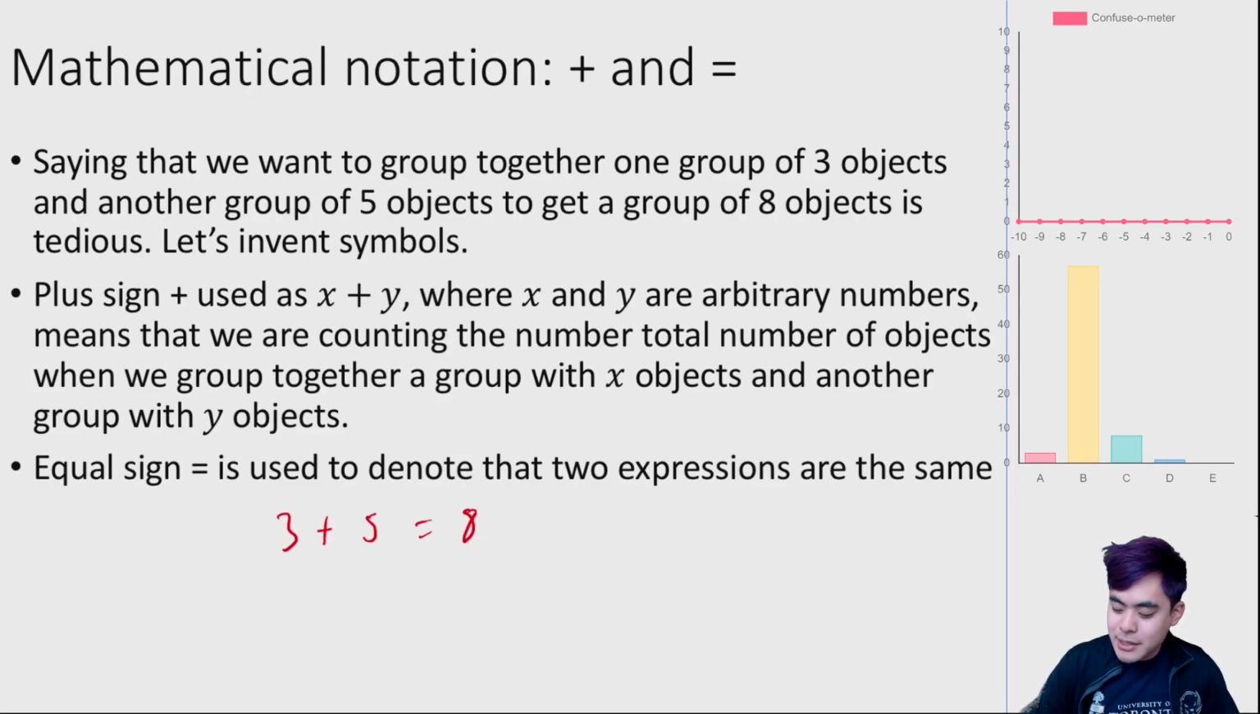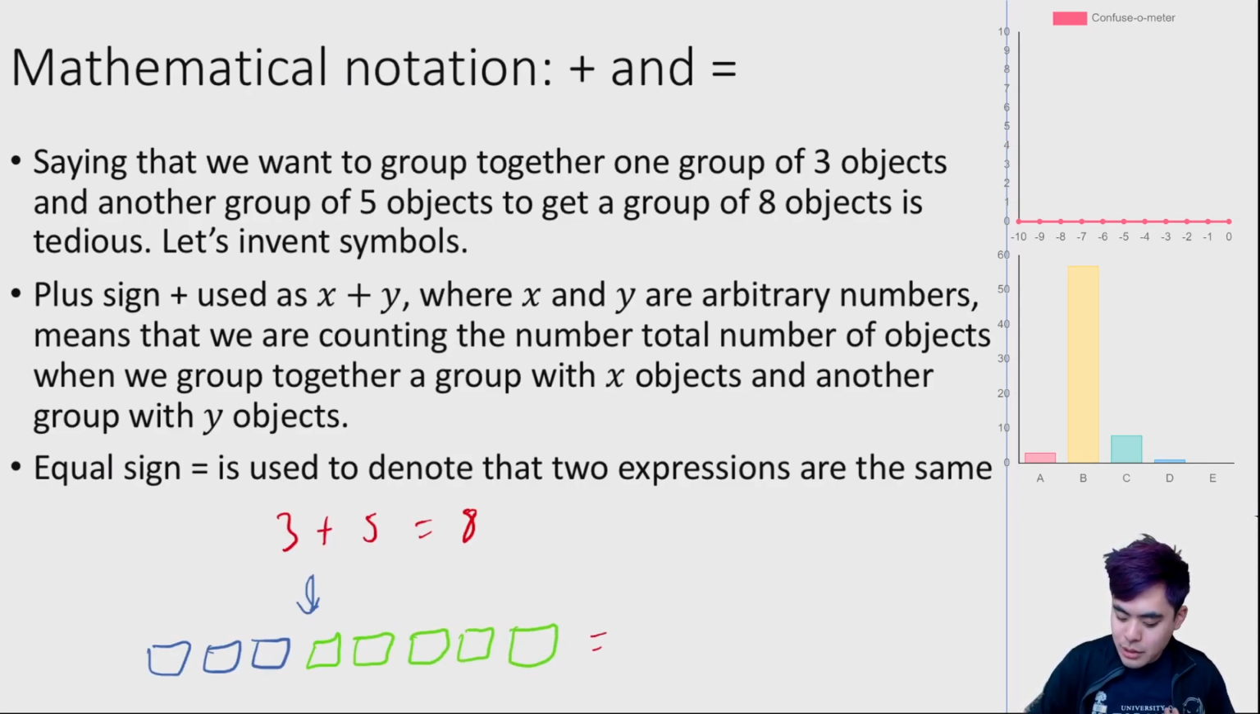This is a very succinct way of capturing the property that if we have 3 blue boxes and 5 green boxes, if we add them together, we have a total of 8 boxes. 3, 4, 5, 6, 7, 8.